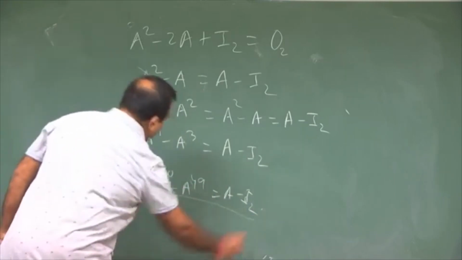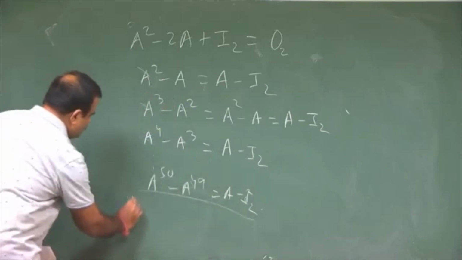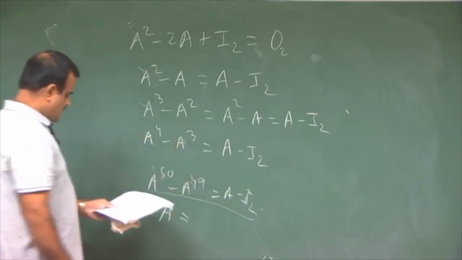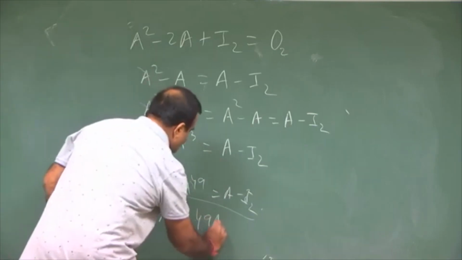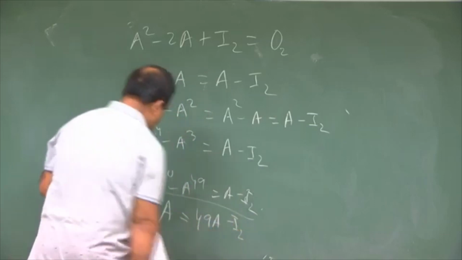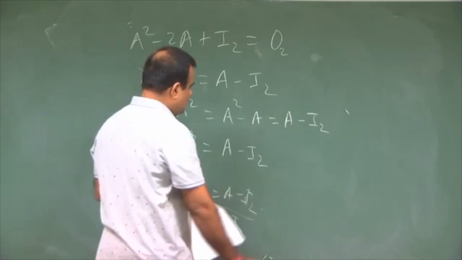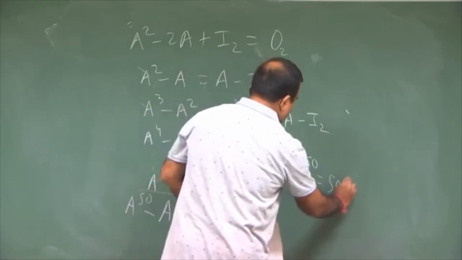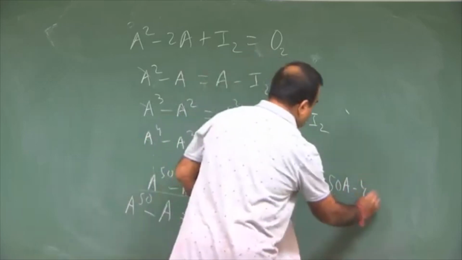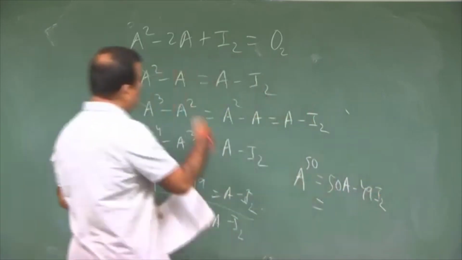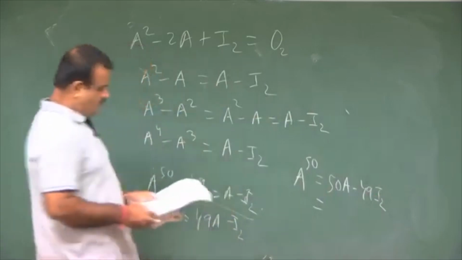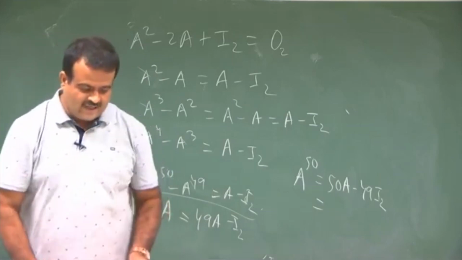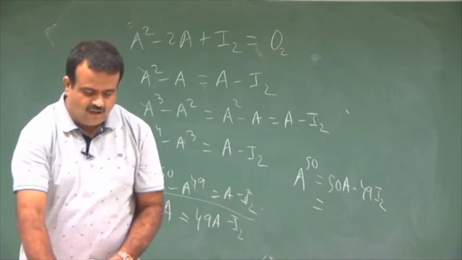So, if we add it up, we will get A to the power 50 minus A is equal to, how many times? 49 times, 49 times A minus I 2. So, from here we can get A to the power 50 is equal to 50 times A minus 49 I 2. So, this we can easily calculate if we know A. This is the way the Cayley-Hamilton theorem will help us to find some powers of a matrix like this. We can have some examples in the lecture note.